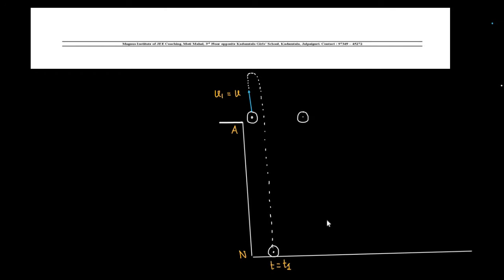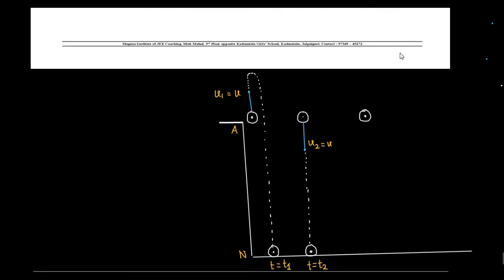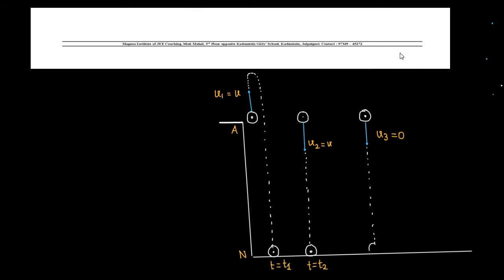Similarly, the same body is projected downwards with the same speed u2 equal u from the top of the tower, and it will strike the ground in time t2 second. Same body will be dropped from rest. That means initial speed u3 will be equal 0, because the body is dropped from rest, and it will strike the ground at this point in time t second.